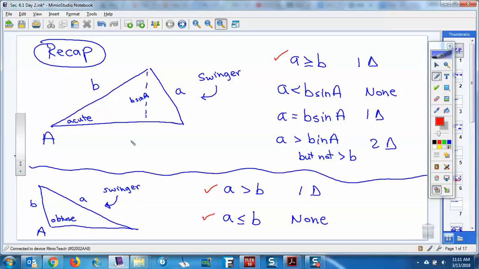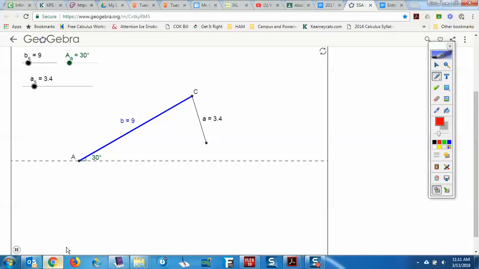But most of the time we're up here in this situation. If A is bigger, you know you got 1 triangle. If A is less than the height, B sine A, you know you don't have any. If A is equal to B sine A, that's when it's perfect. If it's just exactly equal to the height, well, that's when you know you've just got 1 right there.